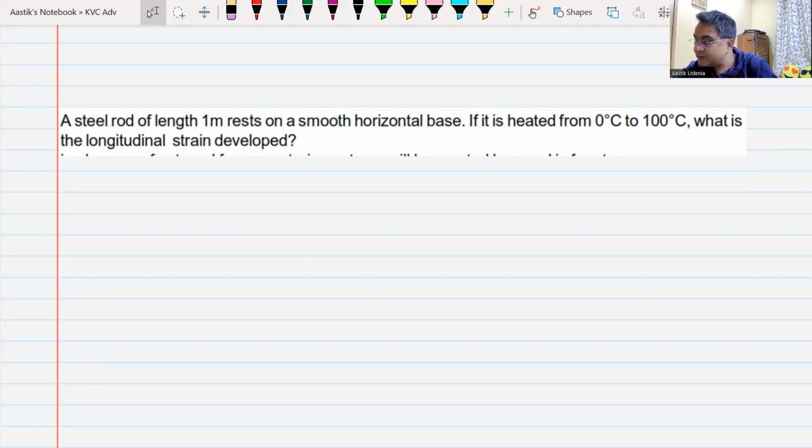A steel rod of length 1 meter rests on a smooth horizontal base. If it is heated from 0 degrees Celsius to 100 degrees Celsius, what is the longitudinal strain developed? Sir, that will be zero, no, sir. That will be zero because there is no external force present. Do we understand this? Yes, sir. Okay. I think we are done with this.